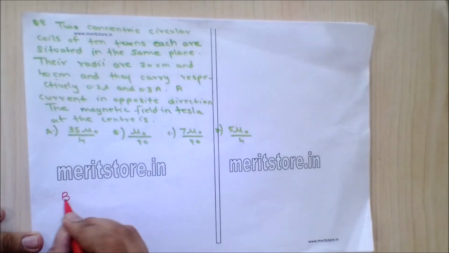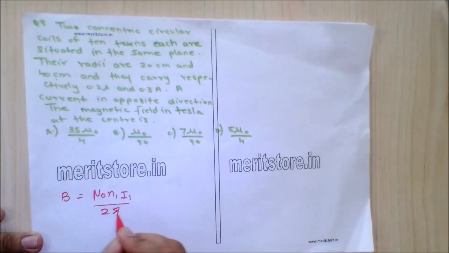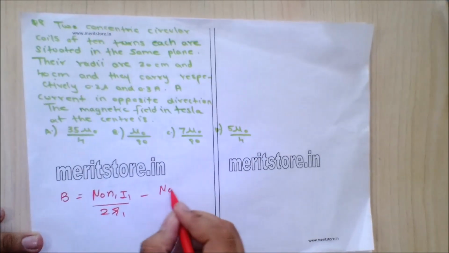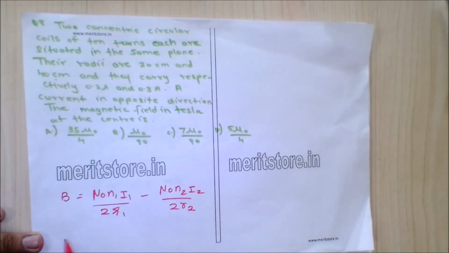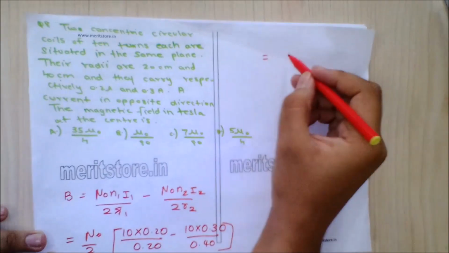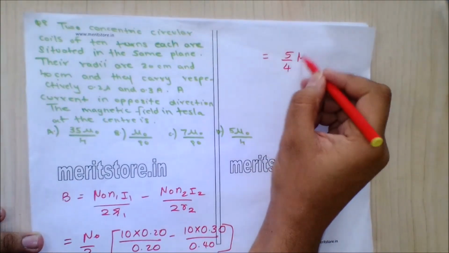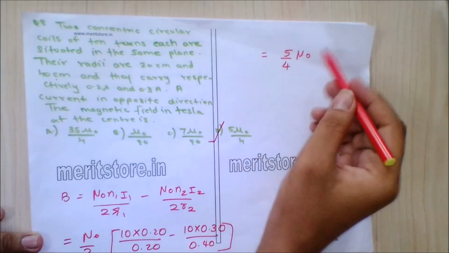Now we know the formula for B is nothing but mu 0 N1 I1 upon 2 R1 minus mu 0 N2 I2 upon 2 R2, which is mu 0 upon 2 into 10 into 0.20 upon 0.20 minus 10 into 0.30 upon 0.40, which on solving gives us 5 by 4 mu 0. So option D, 5 by 4 mu 0 is the correct answer.